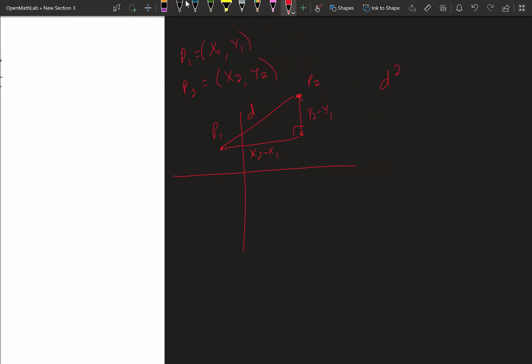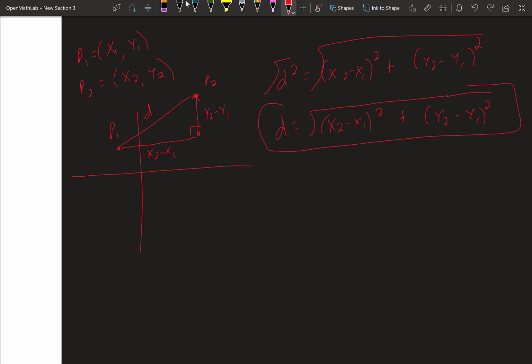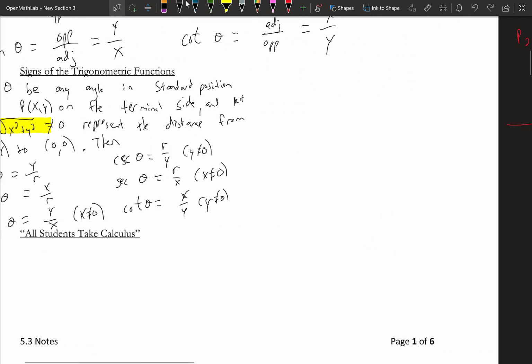So then we get d squared equals x2 minus x1 quantity squared plus y2 minus y1 quantity squared, right? The distance formula. Then we can take the square root of both sides, and we don't have to write the plus or minus because distance is positive. So we just have the square root of x2 minus x1 quantity squared plus y2 minus y1 quantity squared. This is known as the distance formula, so just plugging in those two points, that's what we get.